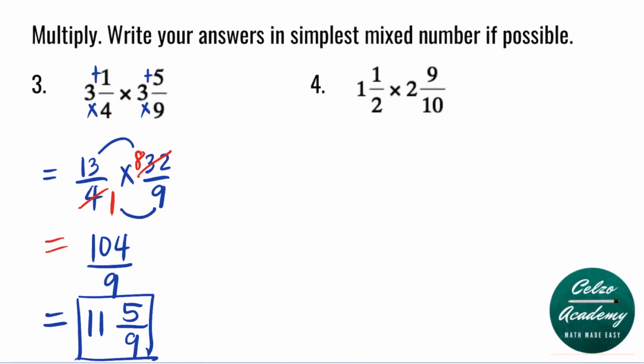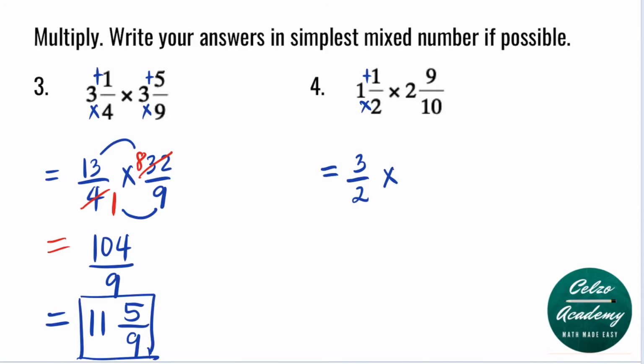Question number 4. 1 1/2 times 2 9/10. Step 1 is to change these mixed numbers into improper fractions. Let's begin with 1 1/2. 2 times 1 is 2, plus 1 is 3. So we have 3/2. Times, for the second mixed number, 2 and 9/10, we multiply 10 times 2, that's 20. 20 plus 9 is 29. So we have 29 over 10. We can't reduce the fractions, so we need to multiply now 3 times 29, and that is 87. Multiplying denominators 2 and 10, that is 20.